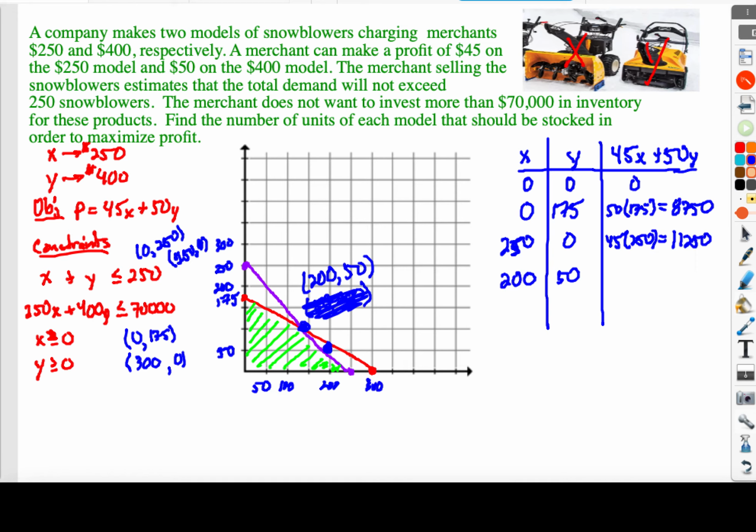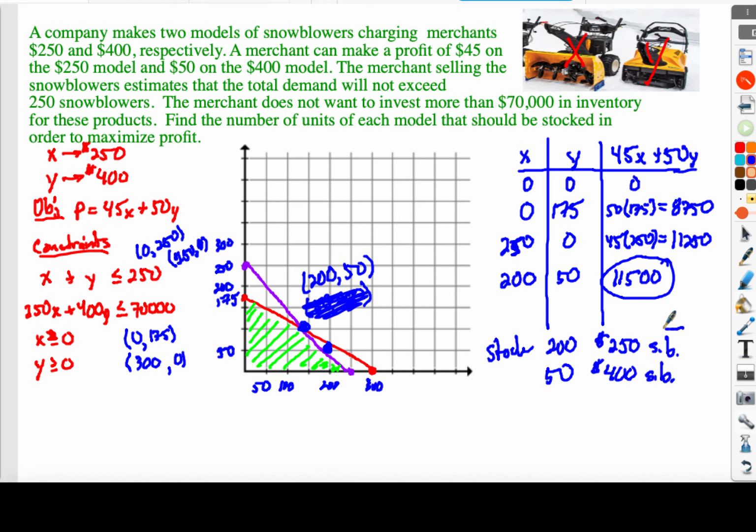And then finally, if you do 200 of the $250 snowblowers and 50 for Y, plug in 250. Again, I'm not going to write out the small part there, but realize that you'll get 11,500. So of those 3 actual good options, obviously we're not going to want to make 0 money. The highest one is 11,500. And what that tells us is we should stock 200 $250 snowblowers and 50 $400 snowblowers. And that will make us the most money.